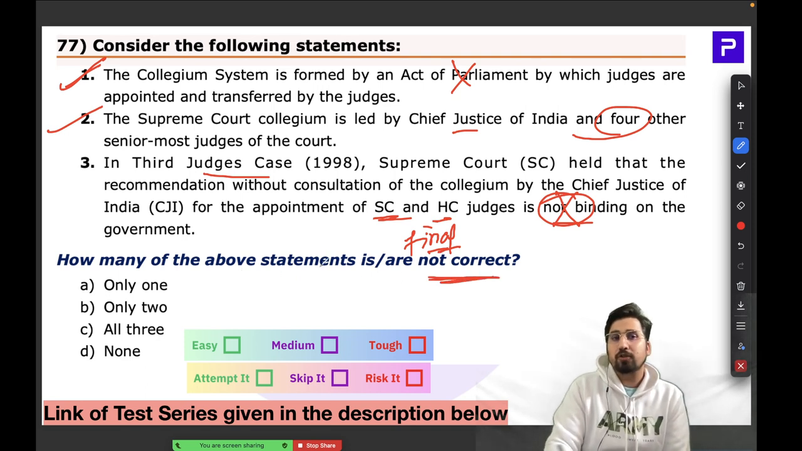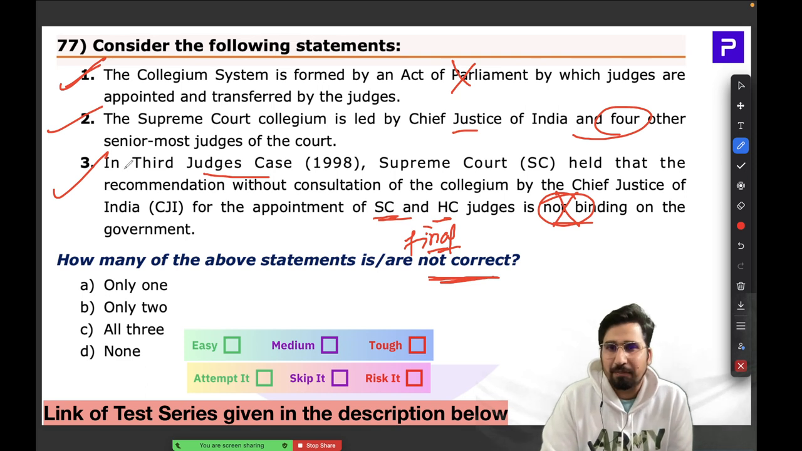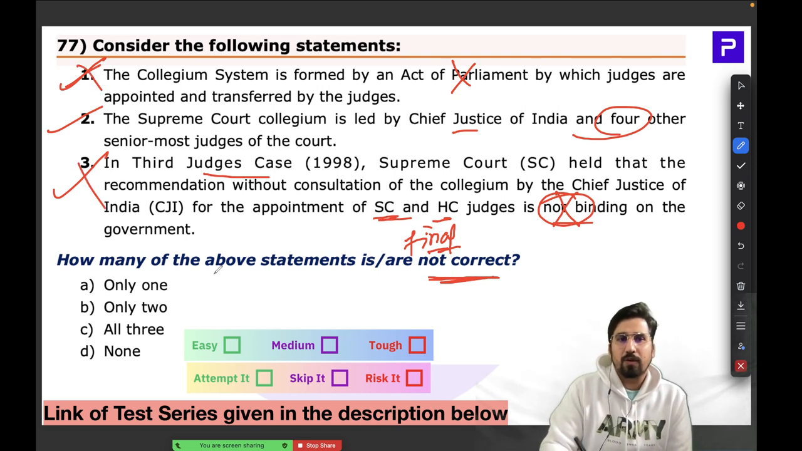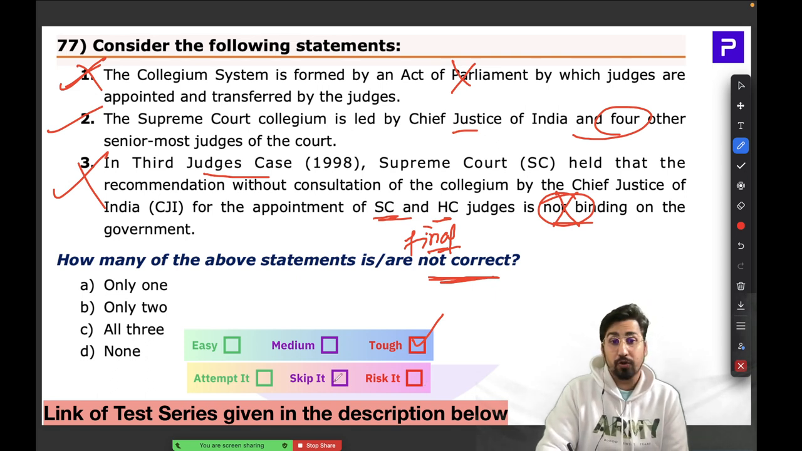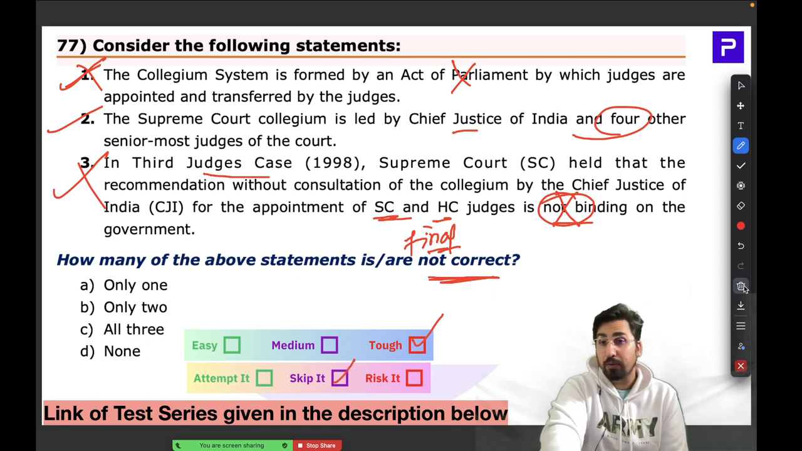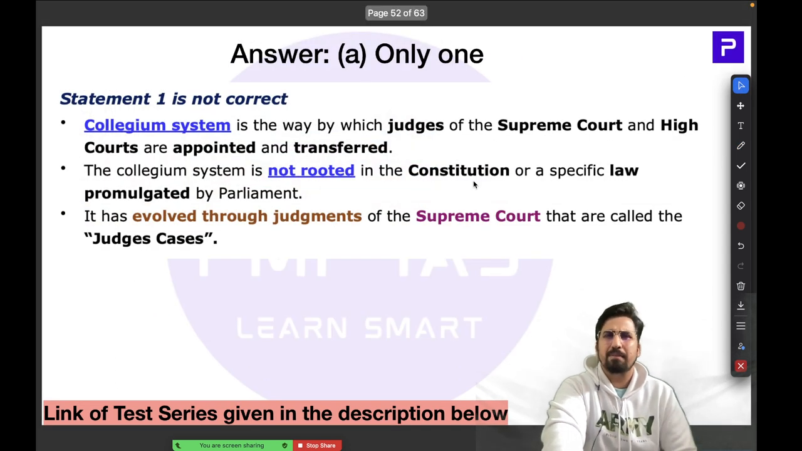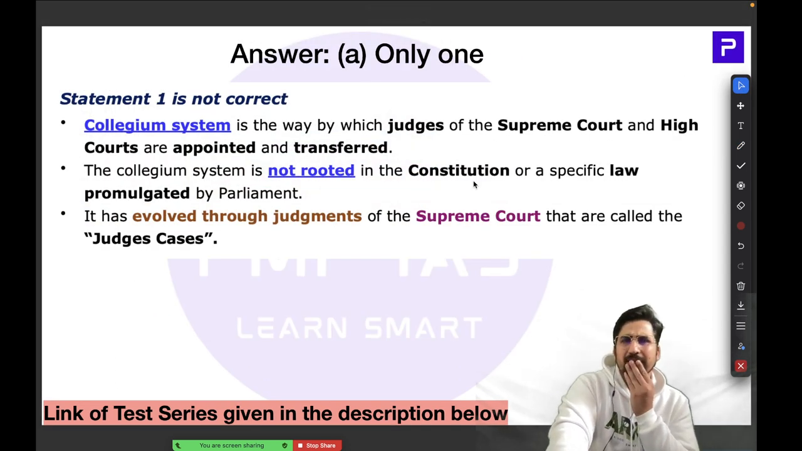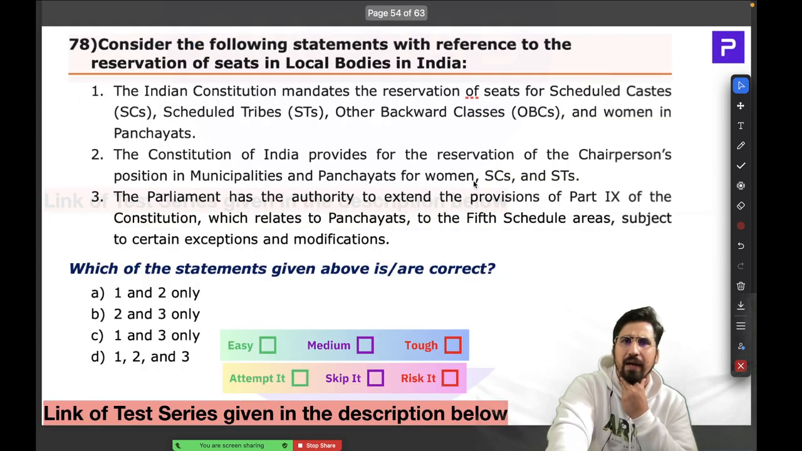And which statement is not correct? So yeah, this is also not correct. This particular one is also not correct, right? So this is wrong. So I would say this particular question was a bit tough for few people, but I think you should skip it in case you have absolutely no idea. But the collegium is something you should prepare, because it's a very important question that we have.